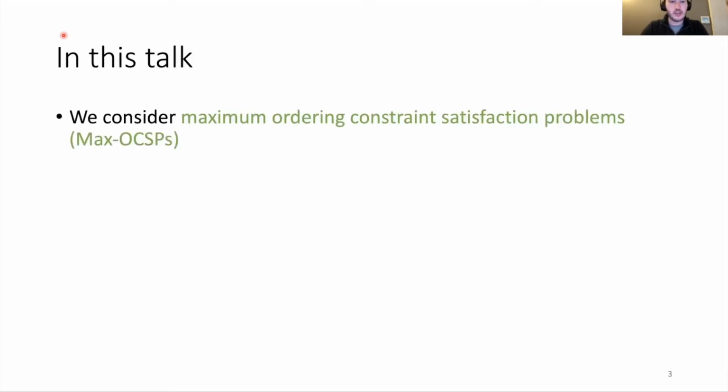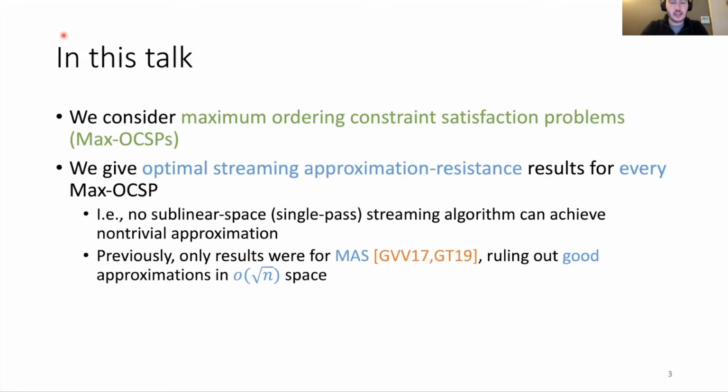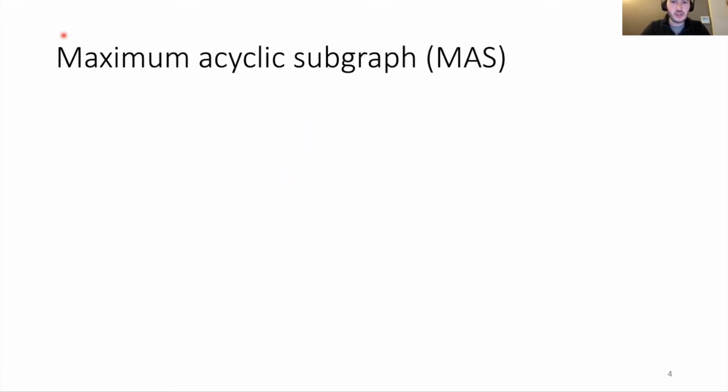So in this work, we consider a class of problems called Maximum Ordering Constraint Satisfaction Problems, or MAX OCSPs. And I'm going to define what these problems are in the next couple slides. In this work, ultimately, we give optimal streaming approximation resistance results for every problem in this class of problems. So in particular, we show that for all of these problems, no sublinear space streaming algorithm can get any non-trivial constant approximation. So I'm going to actually start by defining the maximum acyclic subgraph problem, and then describing how max OCSPs generalize the definition of MAS.